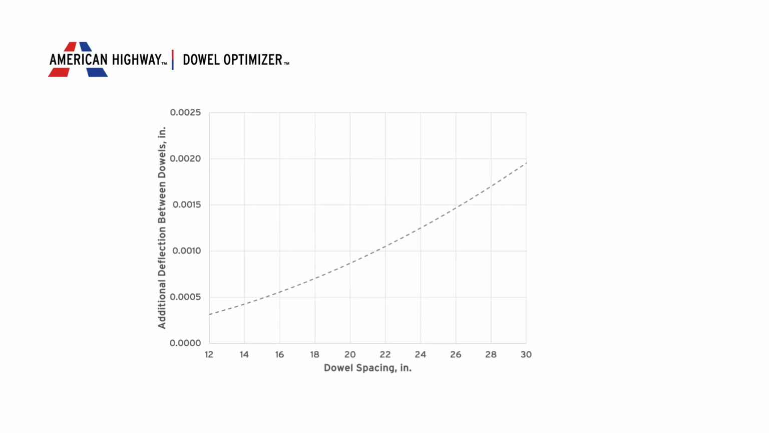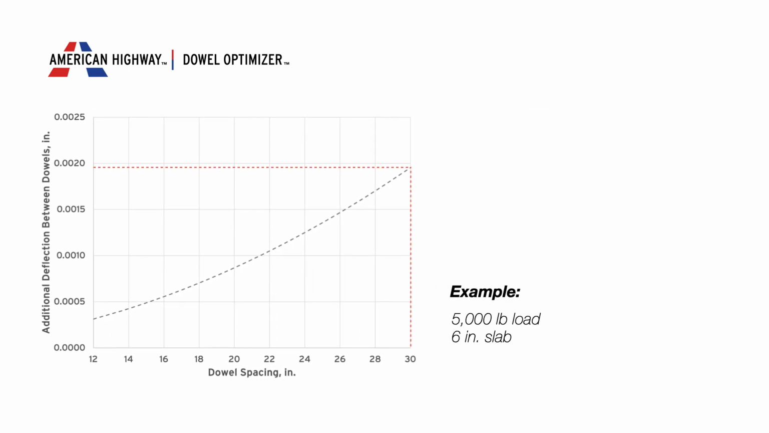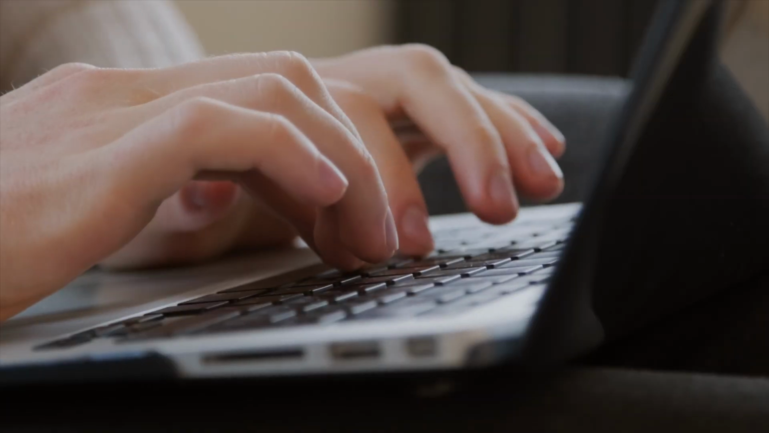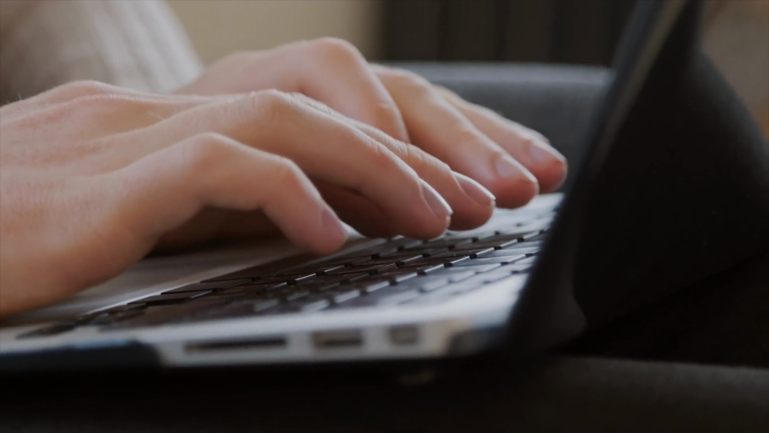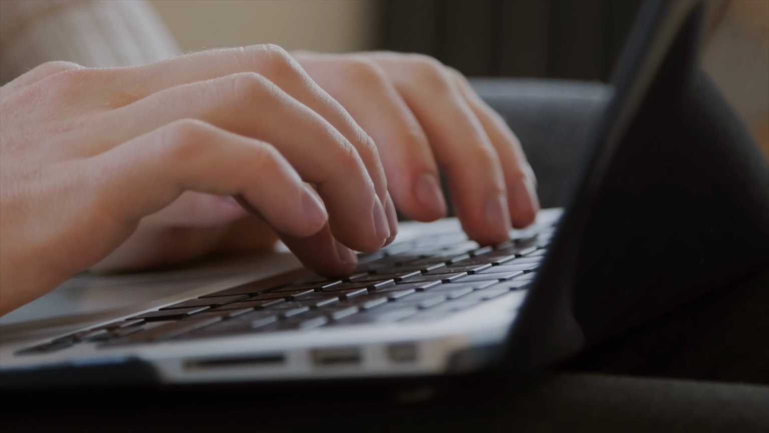For instance, a 5,000-pound load on a 6-inch thick slab with dowels at 30-inch spacing can yield almost 0.02 of an inch of additional deflection. That's nearly 20% of a typical design limit of 0.010 of an inch. The model was validated with finite element analyses and provides a robust solution to an issue that has previously lacked quantifiable answers.